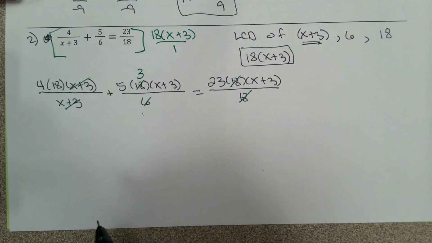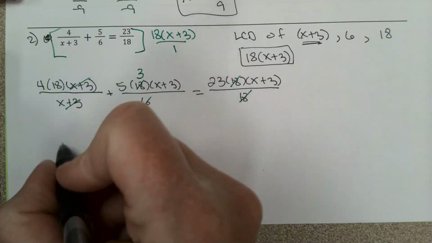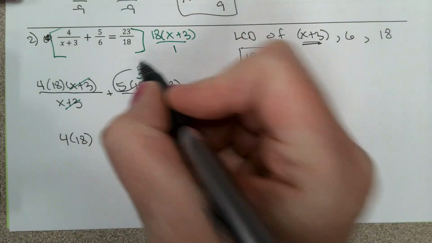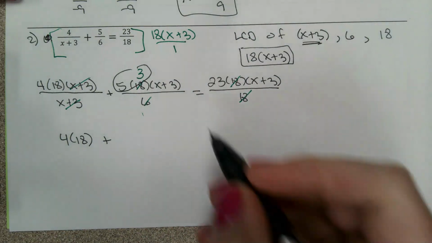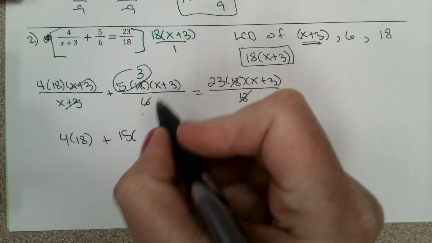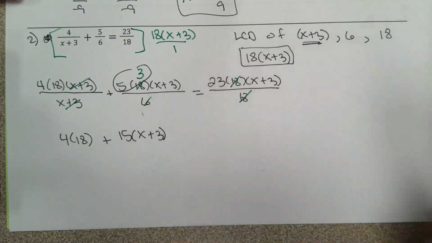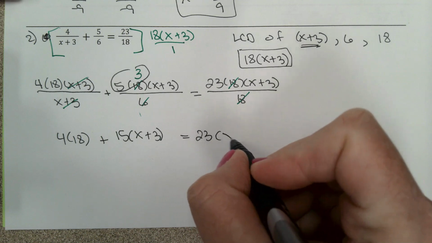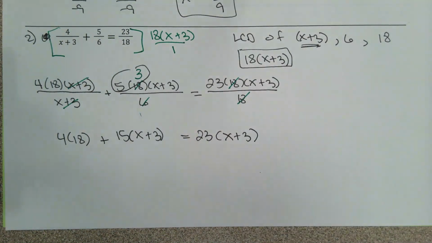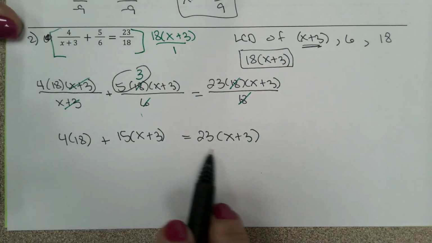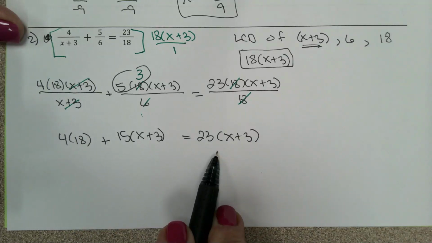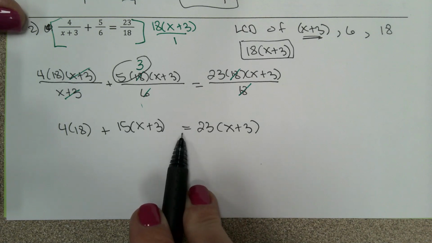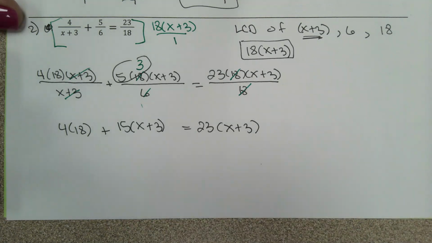All right, so let's start cleaning this up. So I have 4 times 18 plus, I'm at least going to multiply that 5 and 3 and get 15, because I still have that x plus 3 I have to distribute to in a minute. And then that equals 23 times x plus 3. If you do this correctly, after you cancel, you should not have any denominators left. And now you're just left with a multi-step algebra problem.